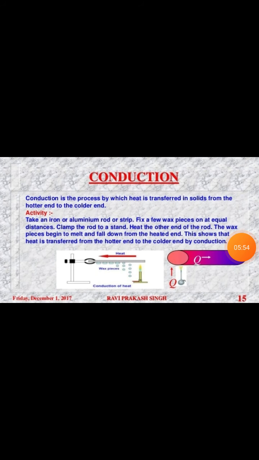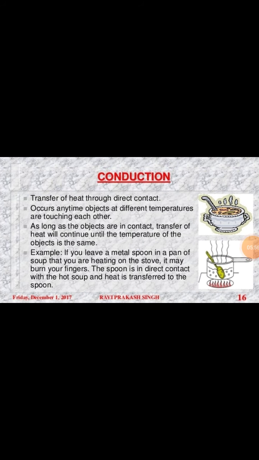Okay, next we move on with conduction. Transfer of heat through direct contact occurs anytime objects at different temperatures are touching each other. As long as the objects are in contact, transfer of heat will continue until the temperature of the objects is the same. For example, if you leave a metal spoon in a pan of soup that you are heating on the stove, it may burn your fingers. The spoon is in direct contact with the hot soup and heat is transferred to the spoon.